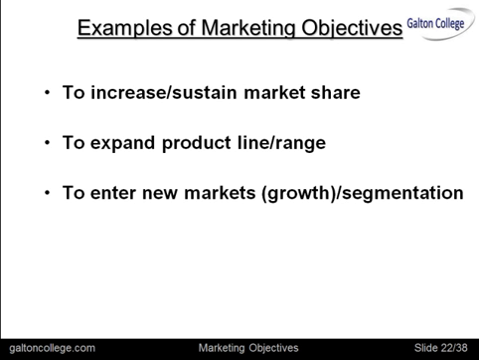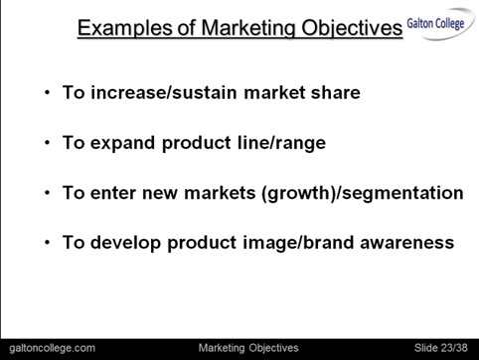Perhaps the product is aimed generically at the whole market at the moment, whereas picking out certain segments of the market may be more efficient, and getting the product linked to that segment. Perhaps one of the objectives could be to develop an image for the product, a brand awareness, so that customers will recognize it when they go into shops or when they see it in outlets. They can identify it immediately.